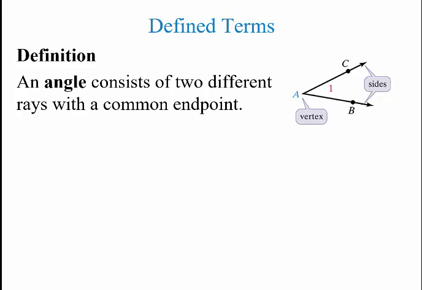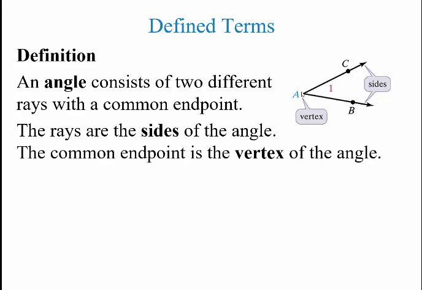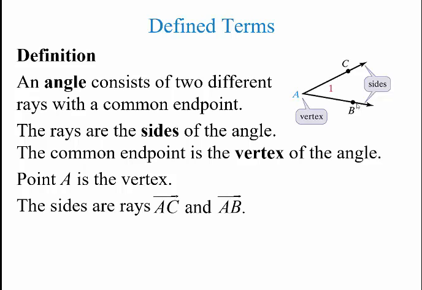All right, let's start with some definitions. An angle consists of two different rays and a common endpoint. If you look here, ignore some of the words for now, but we have ray AC and ray AB, and they have a common endpoint, which is point A. The rays are called the sides of the angle. So we have this side and this side. And the common endpoint, point A, is called the vertex of the angle. So point A is the vertex. The sides are rays AC and AB.